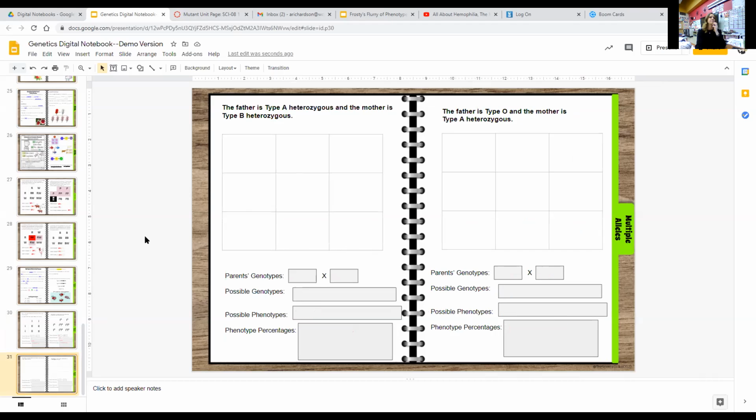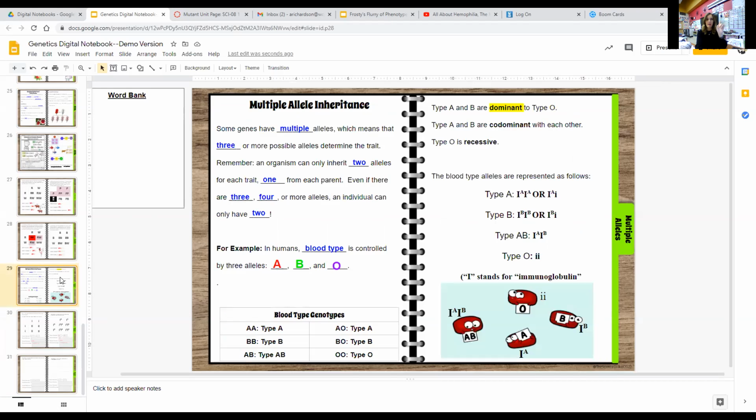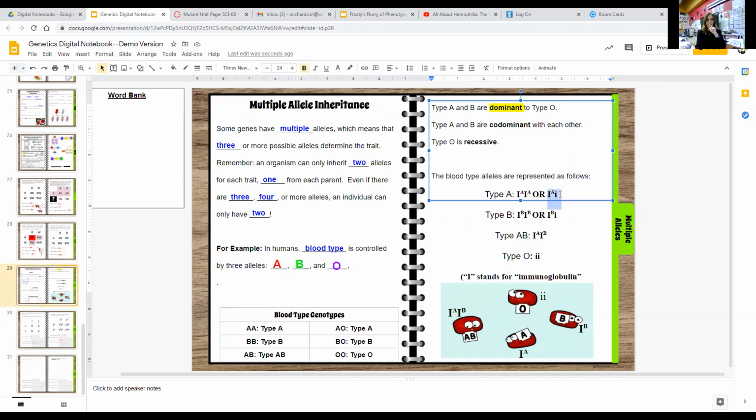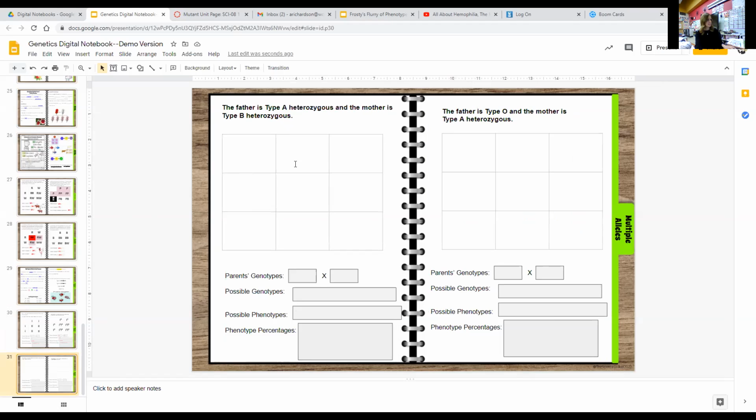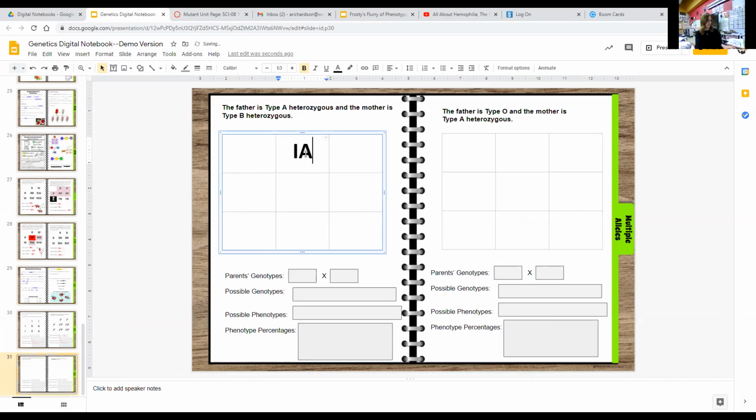All right, let's look at another one. The father is type A heterozygous and mom is type B heterozygous. So if it's heterozygous, meaning you have one dominant, one recessive, it's going to be this one here, the IA little i. So dad is type A heterozygous, so he gets an IA. This is his type A blood. And this, which means that he had a parent who had type O blood. That's where this one comes from, because O is recessive.